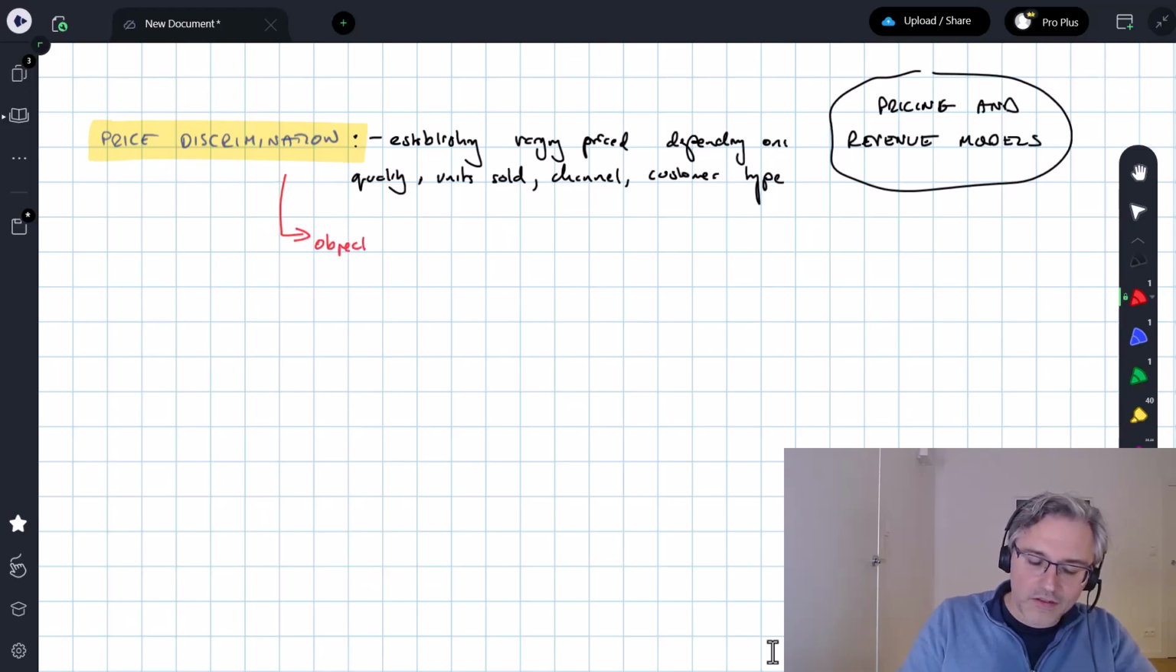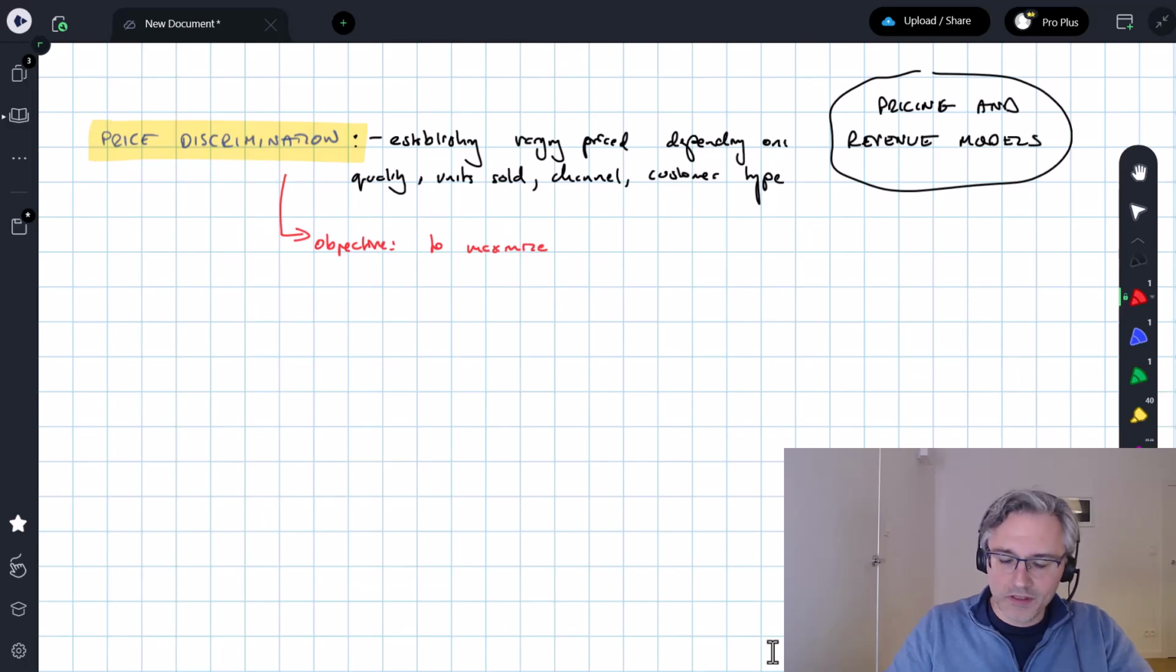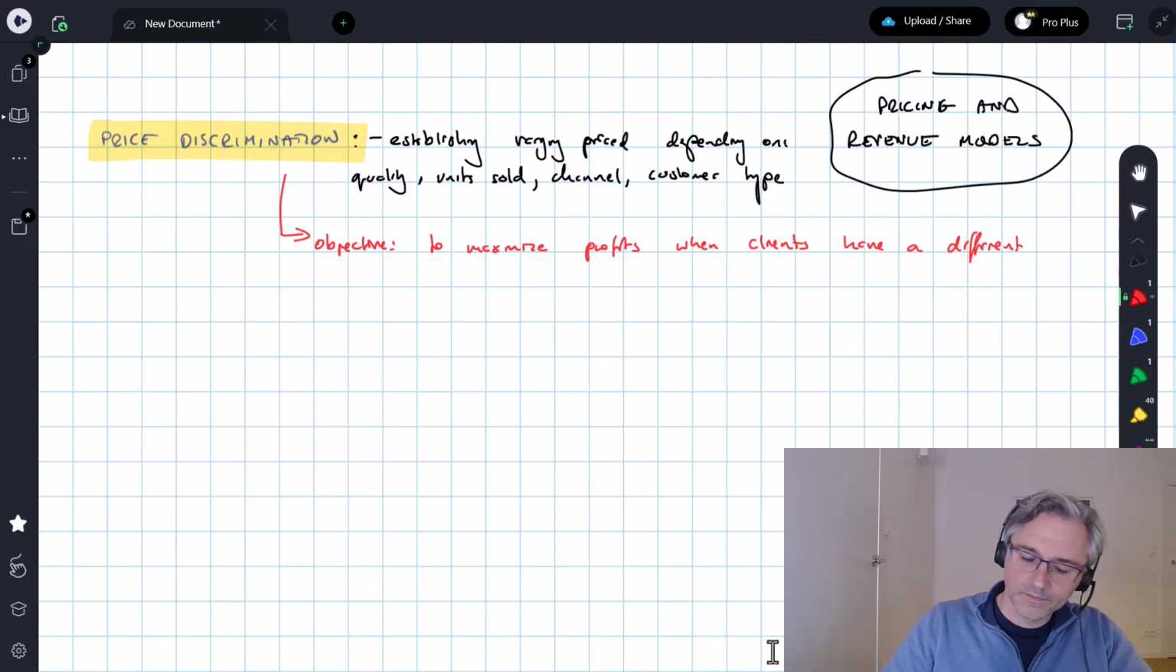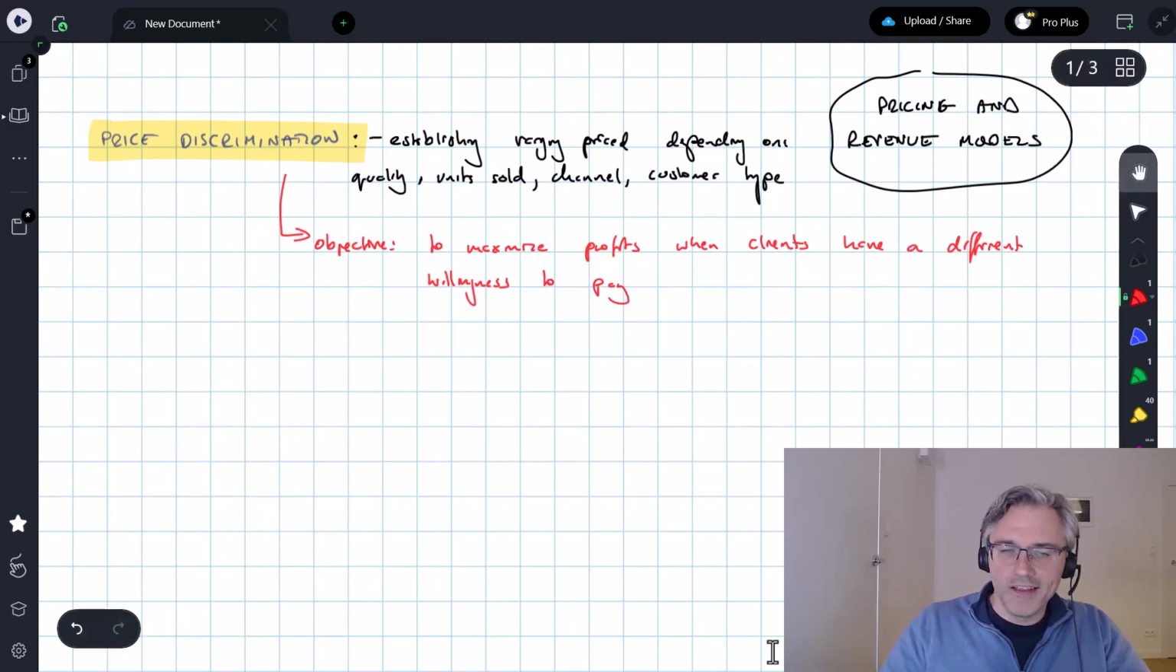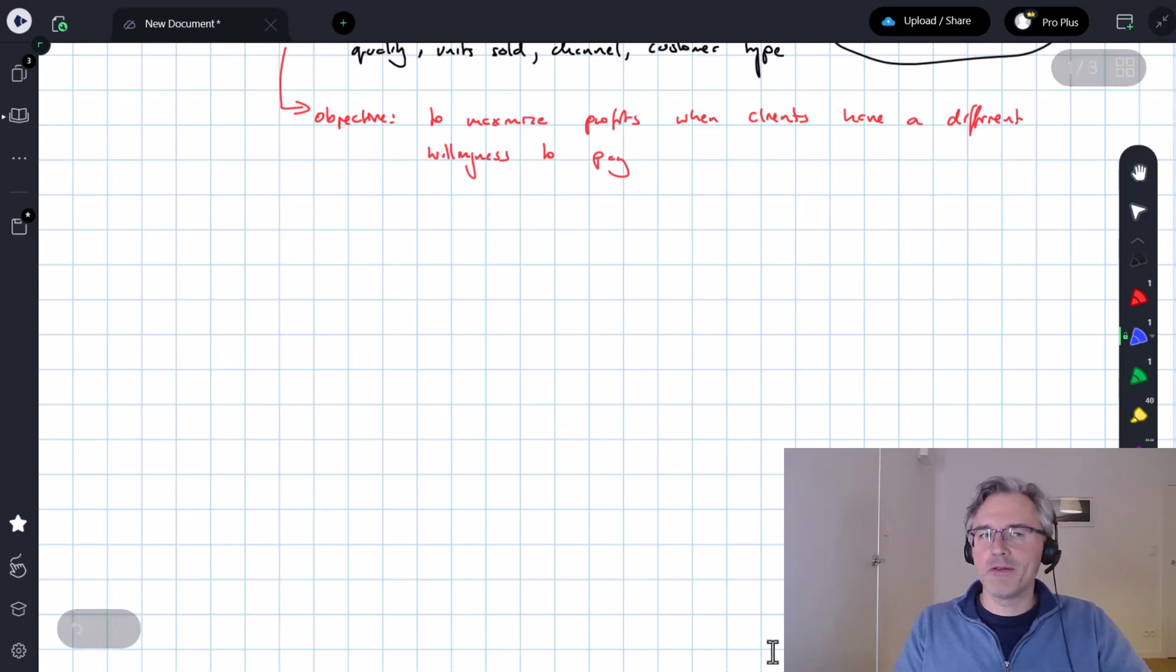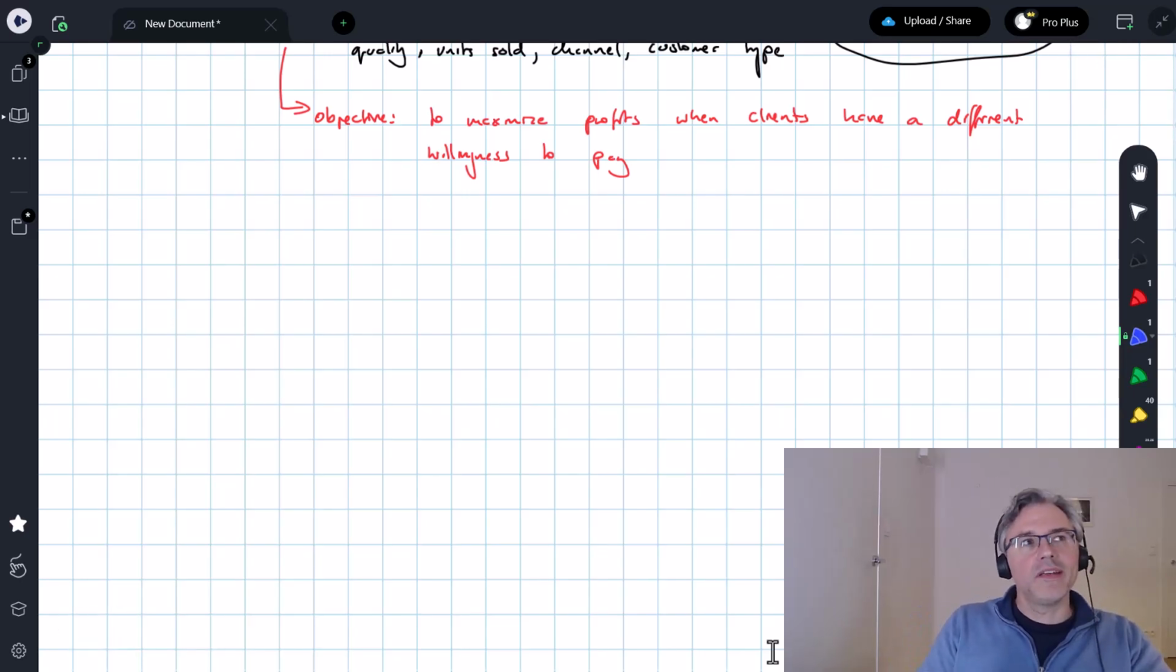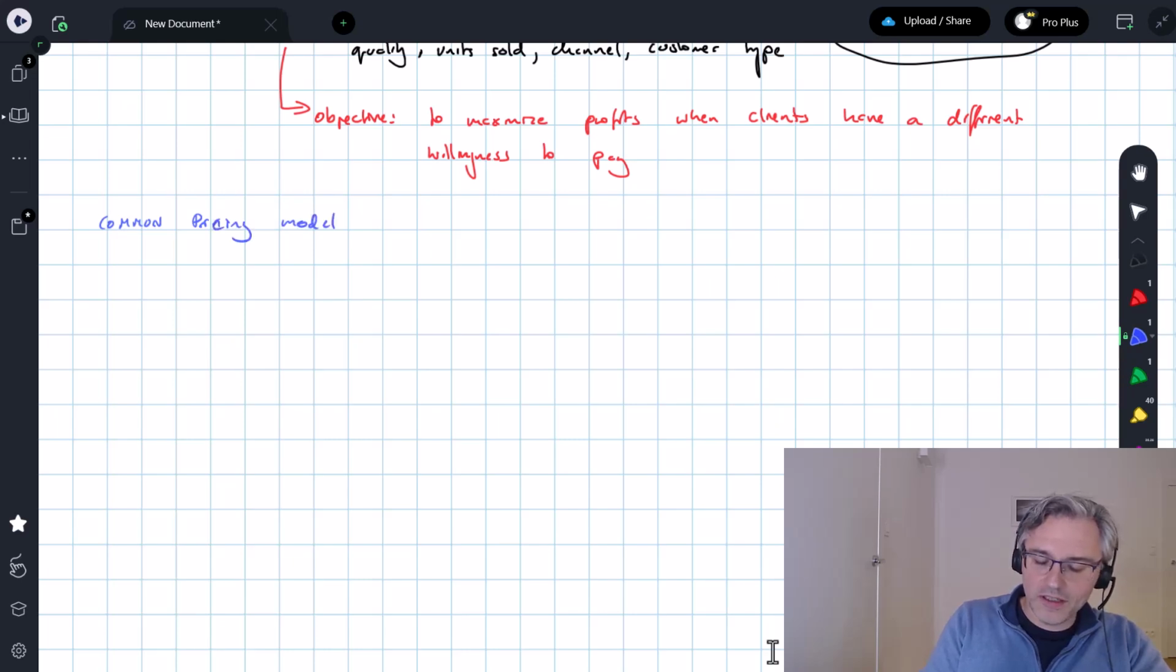Now, the objective of price discrimination is to attempt to absolutely maximize the profits of the company when clients have a different willingness to pay, and try to capture that different willingness to pay, and sort of force the customers who are willing to pay a higher price to pay that higher price, thereby reducing what we in economics call consumer surplus.